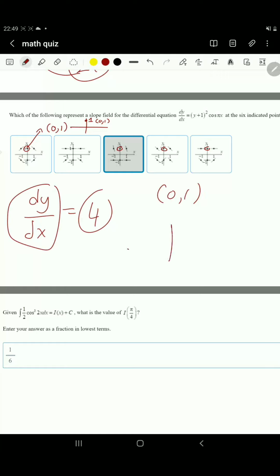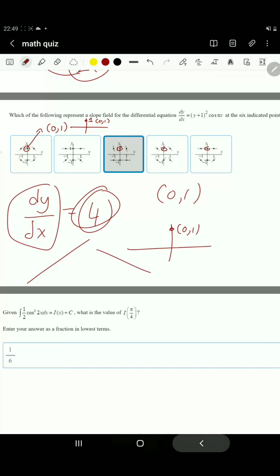So at the point (0, 1), the derivative is going to be a positive slope. Positive slope, and it slants upwards. Negative slope, and it slants downwards. And when the derivative is 0, it's a horizontal line. In our case, it's a positive number, so it should slant upwards. So at (0, 1), it should slant upwards.